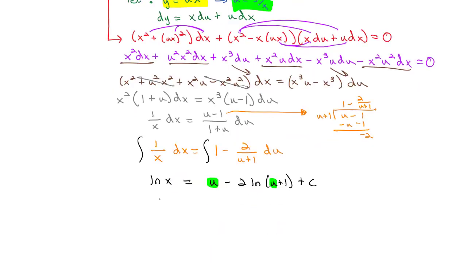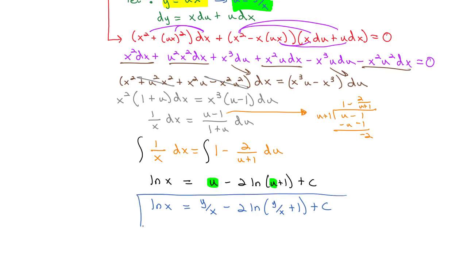So u is y over x. So we have the natural log of x is equal to y over x minus 2 natural log of y over x plus 1 plus our constant. And this becomes our solution to the differential equation. So some of these take a lot of steps, but no step was necessarily difficult. It was merely identifying it as homogeneous, making a substitution, and then solving the resulting separable equation.